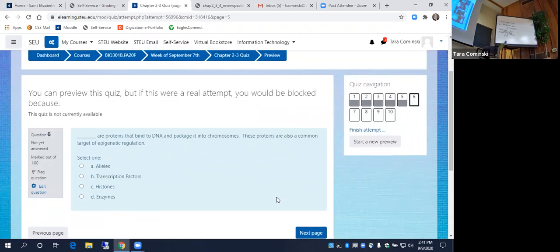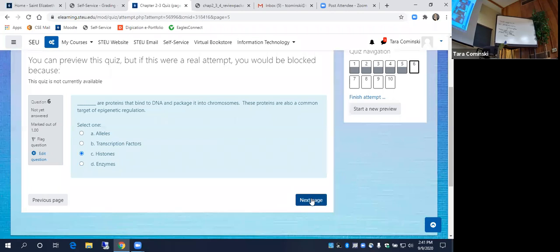Blank are proteins that bind to DNA and package it into chromosomes. These proteins are also a common target of epigenetic regulation. What's the answer here? Histones. Good. We got another epigenetic question, so I'll elaborate on that a little bit more when we get to that question.